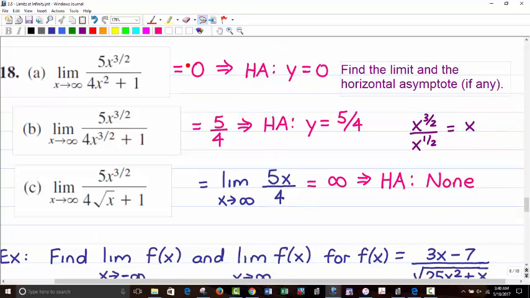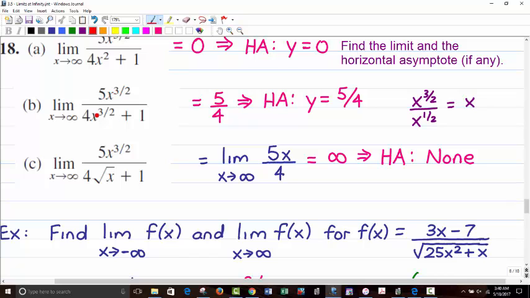But all right, how about this one? 3/2 on top, squared on bottom. That means you have larger on the bottom, so it's going to be 0. Therefore, y equals 0 is the horizontal asymptote. Let's look at the next one. 3/2, 3/2. Those exponents match, so it's going to be 5/4. And then the horizontal asymptote will be y equals 5/4.